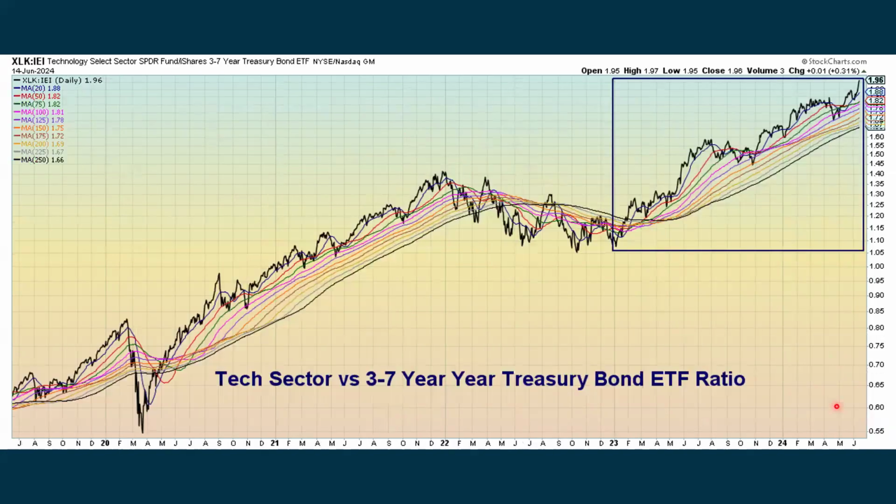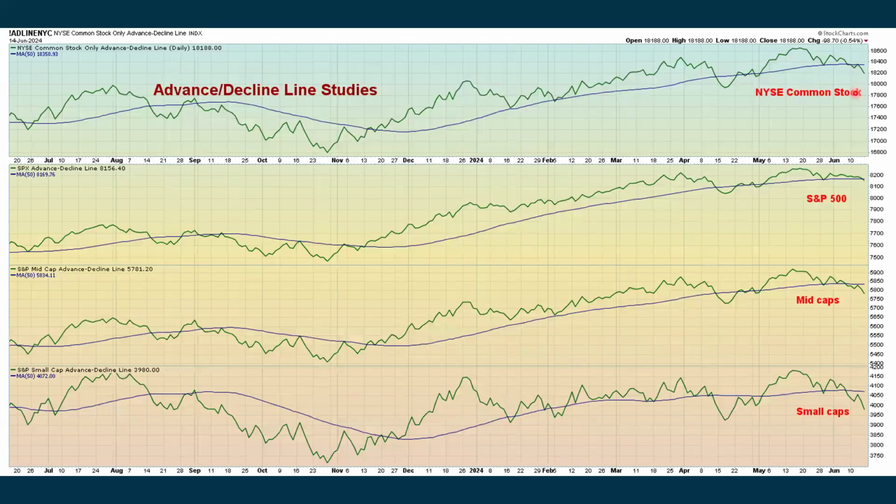We look at the tech sector and 3 to 7 year bonds, just showing how tech is very strong right now. We look at the advanced decline line studies, and this is another chart that I show in every daily video. It gives us more of a broad perspective of what's happening. We're seeing some weakness here. When we look at common stock on the NYSE, we're dropping below the moving average. The S&P is just barely starting to drop below its moving average. The mid caps and the small caps are showing more weakness currently.